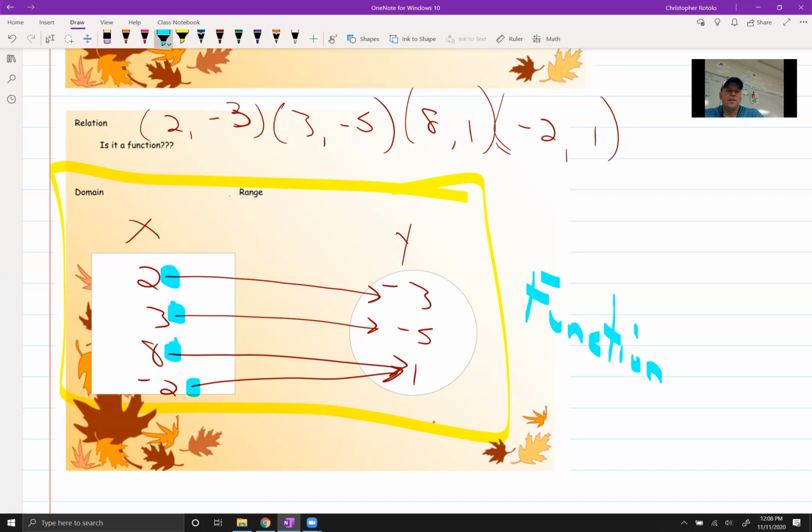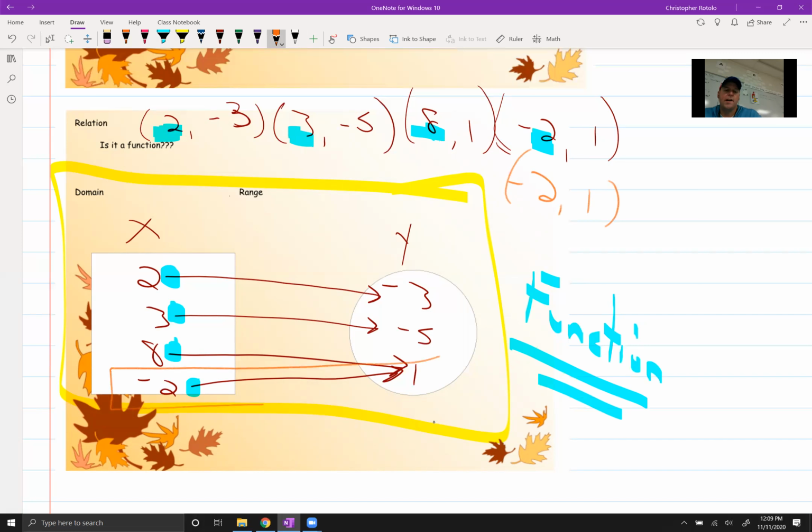Okay, now let's take that idea and head back to the actual ordered pairs. I'm gonna look at my x values. I have 2, 3, 8, and -2. Did I ever repeat them? No. If I never repeat them, then yes, this is still a function. Okay. The catch comes in is, could I have -2 with 1 in there again? Would my -2 still have one arrow coming out of it? And the answer is yes.